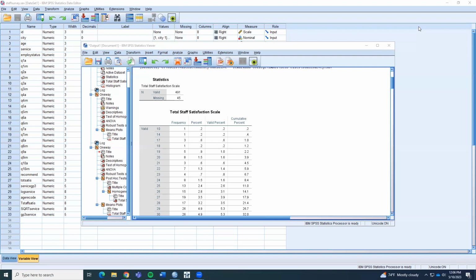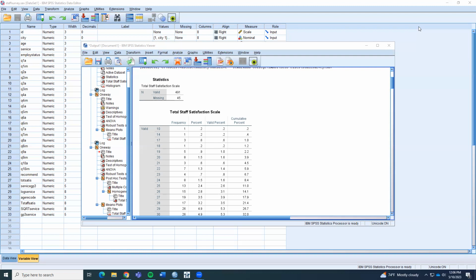All right. The second step is to check the assumptions, and there are 4 assumptions for an ANOVA. Assumption number 1 is random samples. Number 2, independence of cases. 3, normality, and then 4, homogeneity of variance.